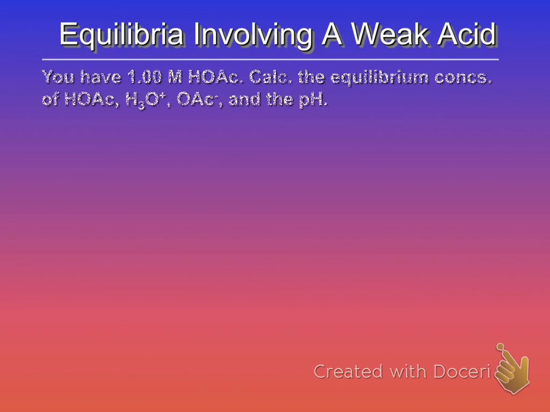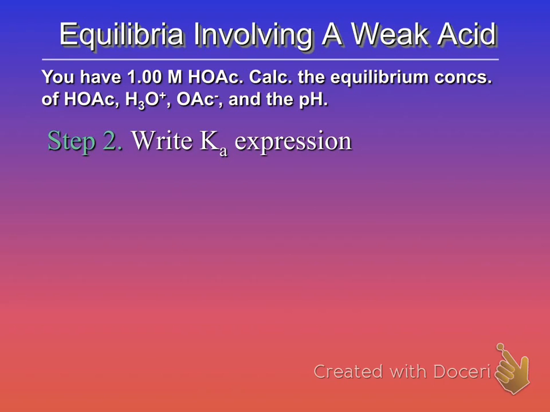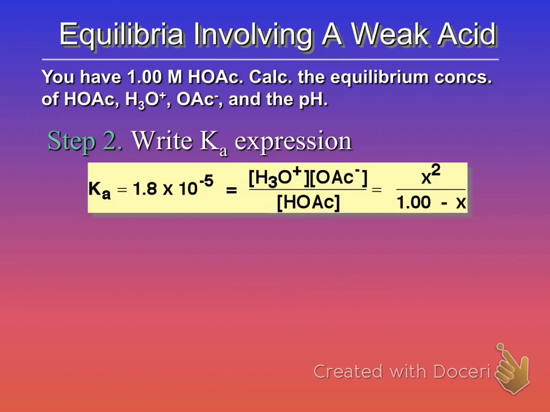Let's move on. So we've got, again, 1 molar HOAc. Calculate the equilibrium concentrations of HOAc, hydronium, OAc, and the pH. We've got to write the Ka expression, and here it is. Now, weak acids have dissociation constants that have been defined.